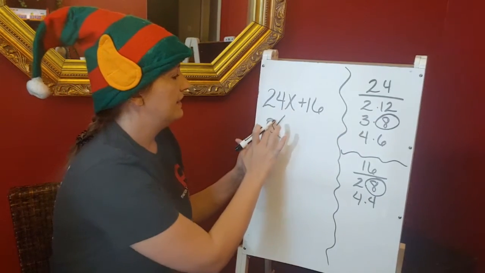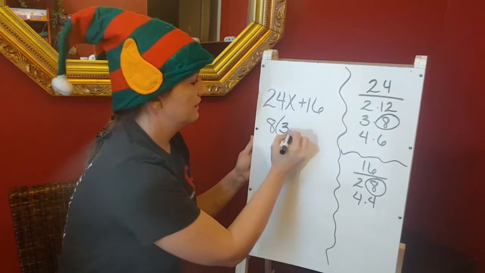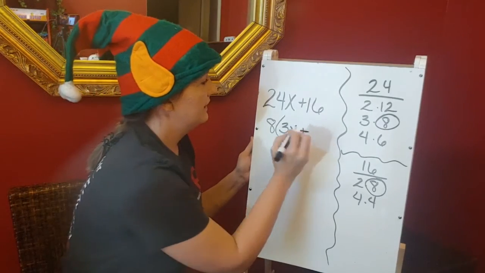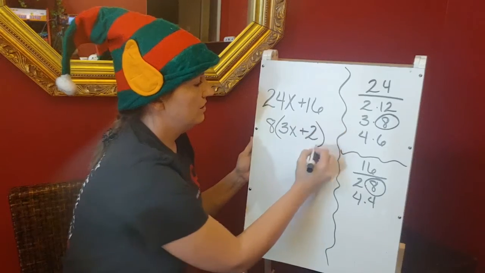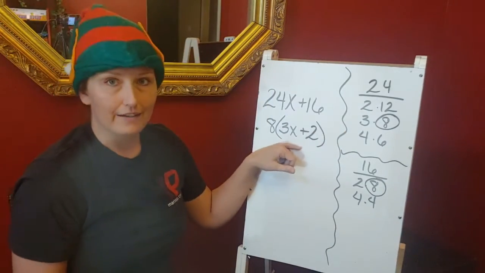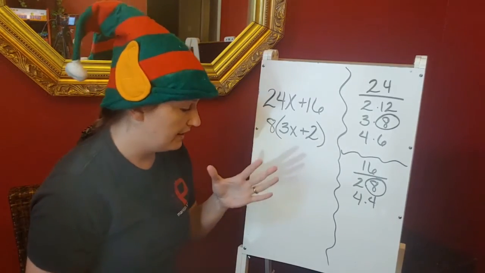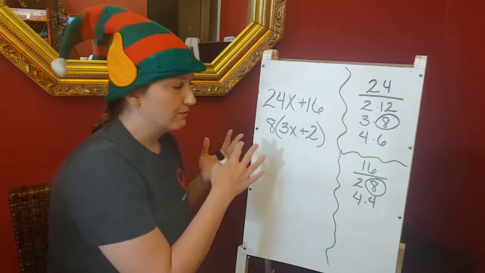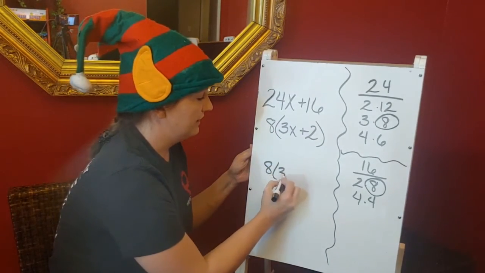I know that 24 divided by 8 is 3. Don't forget about your x. And 16 divided by 8 is 2. Now, this is fully factored. 3 and 2 don't share any other common factors. It's fully factored.